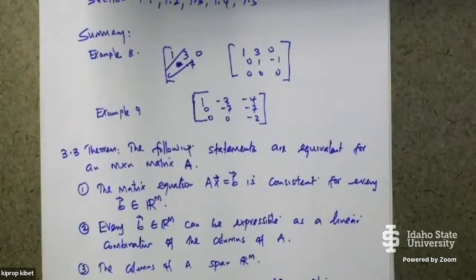So for it to span Rm, what you can look at is the last one. If all the rows have pivot positions, like in example 9, then all the columns have the pivot positions, then it means it spans Rm. For example 8, we only have 2 pivot positions here. The last row doesn't have a pivot, so it will not span.